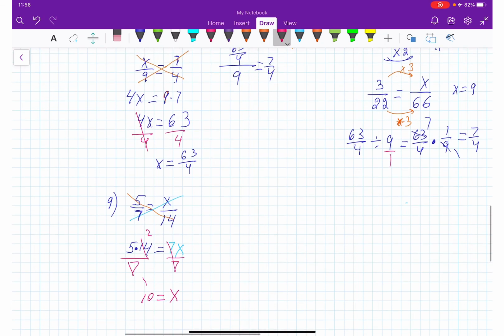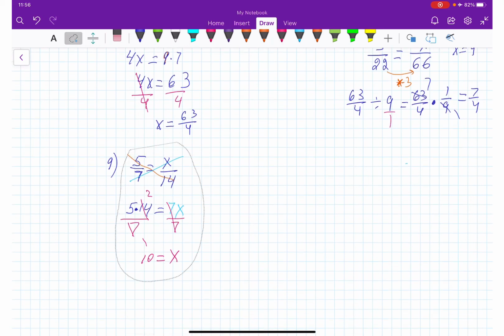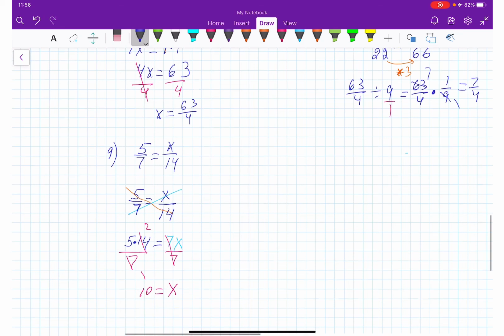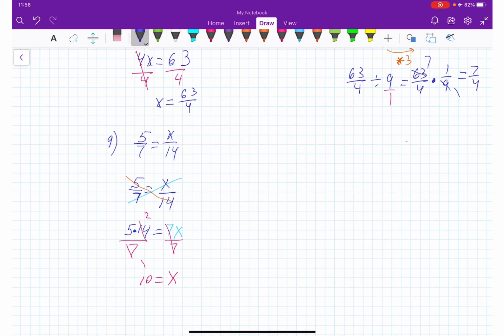If I plug it back, I start working on the original problem. I like to keep the original one clean. 5 over 7, so people can see, equal x over 14. If I plug in 10 instead of x, I have 10 over 14. Are they equal? Yes. Reduce by 2, this is 5, reduce by 2, this is 7, and we get the answer. So we checked it, it works.